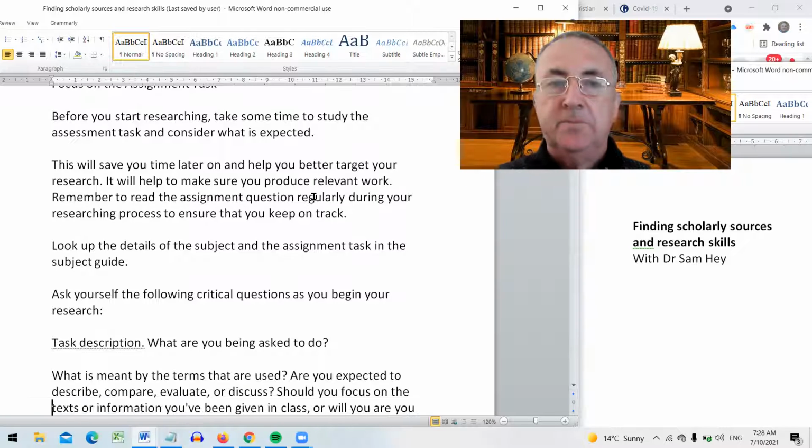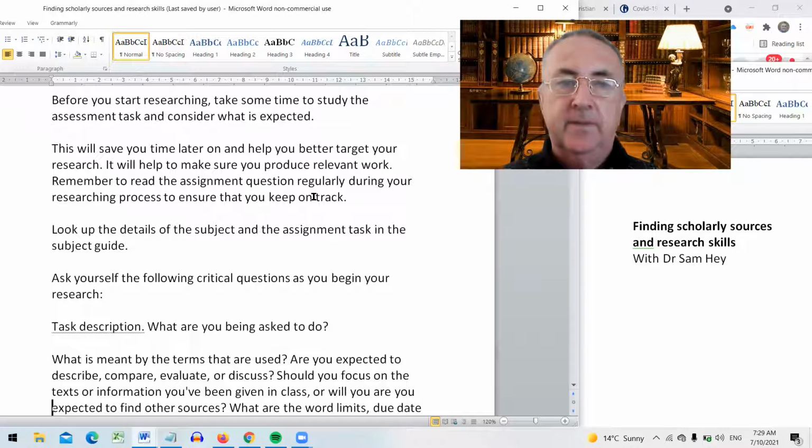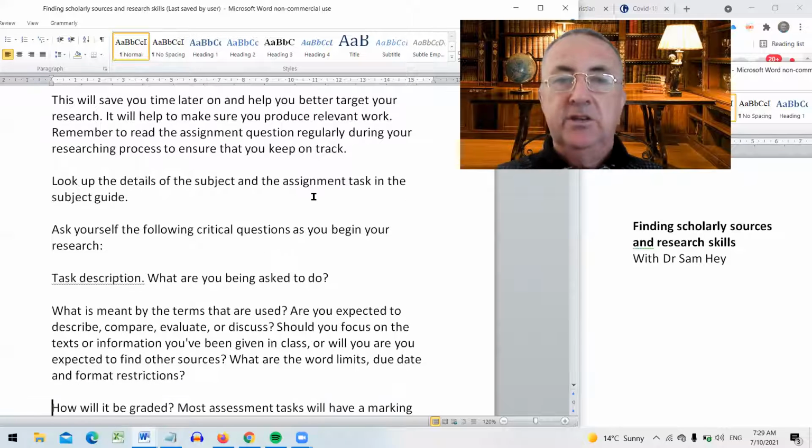It'll also help to make sure that you produce the most relevant work, most focused on the topic that's been set, most focused on the material that you have been provided with, what you've been asked to do. So remember, read the assignment question regularly during your researching process to ensure that you're keeping on track and that you're looking at the areas you've been asked to look at.